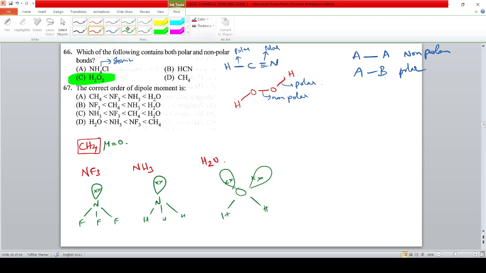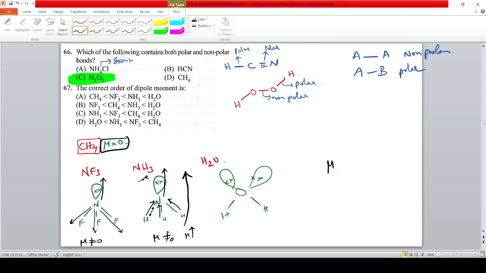In the first structure, these three are dragging the electrons towards the downward direction, and there is one dragging the electrons towards the upward direction. So anyway, mu is not equal to 0. There will be dipole moment. But for this case, mu equal to 0. Here, among these two, hydrogen will push the electron. So three are pushing electron and one is dragging it. More shift towards the top, so more negative on the top side. Mu value is not equal to 0, but it is greater. So comparing NF3, NH3 will have a greater dipole moment.